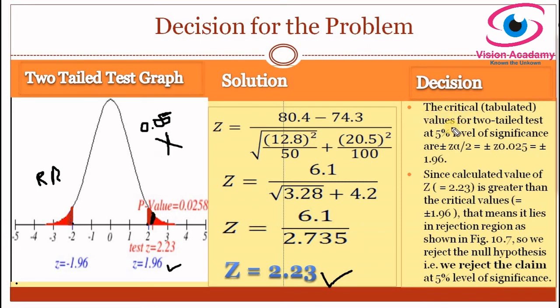So the critical value for a two-tailed test at 5% level of alpha is 1.96. Since our calculated value of the z-test statistic, 2.23, is greater than the critical value, that is plus or minus 1.96, that means it lies in the rejection region. So we will reject the null hypothesis. So this is how we will test the hypothesis for the z-test when the standard deviations of both populations are unknown.